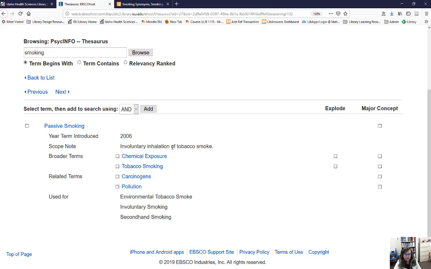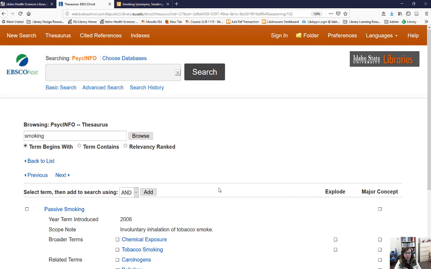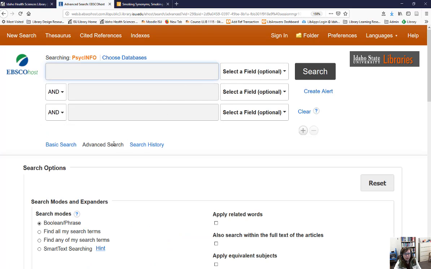So this is just the definition. This is not the official term used in the subject heading area. Passive smoking is used for secondhand smoking. So I have some confirmation here that if I'm searching the subject heading passive smoking, I'm getting that secondhand smoking. Okay, so let's go back to the advanced search.